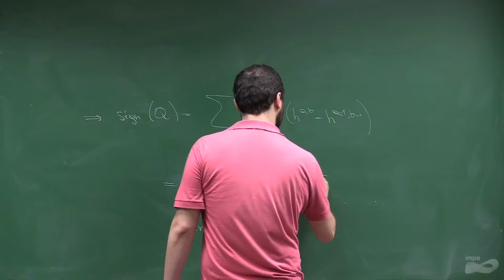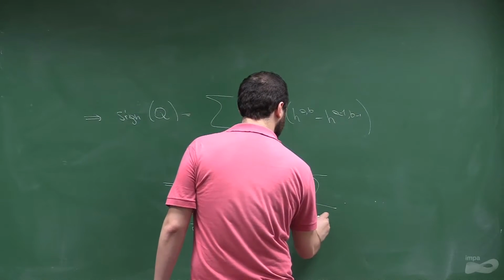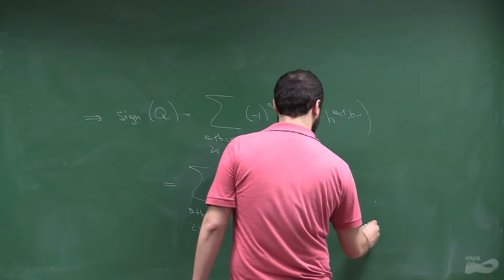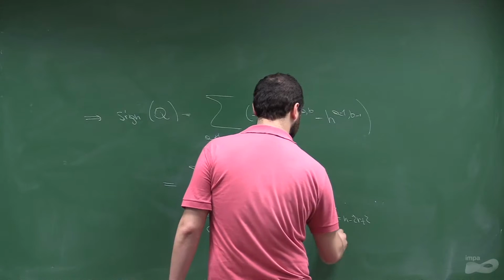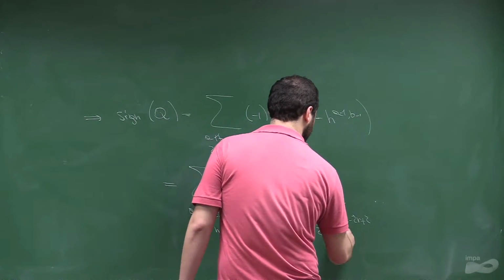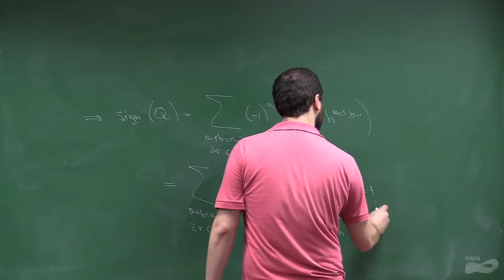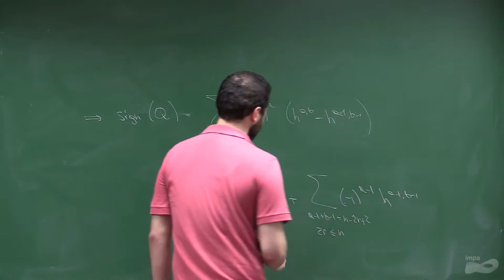plus the sum. So now we will have here a minus 1 plus b minus 1 equal to n minus 2r plus 2. Again, this 2r less or equal than n. Here we have (-1)^{a-1} h^{a-1,b-1}. Right?